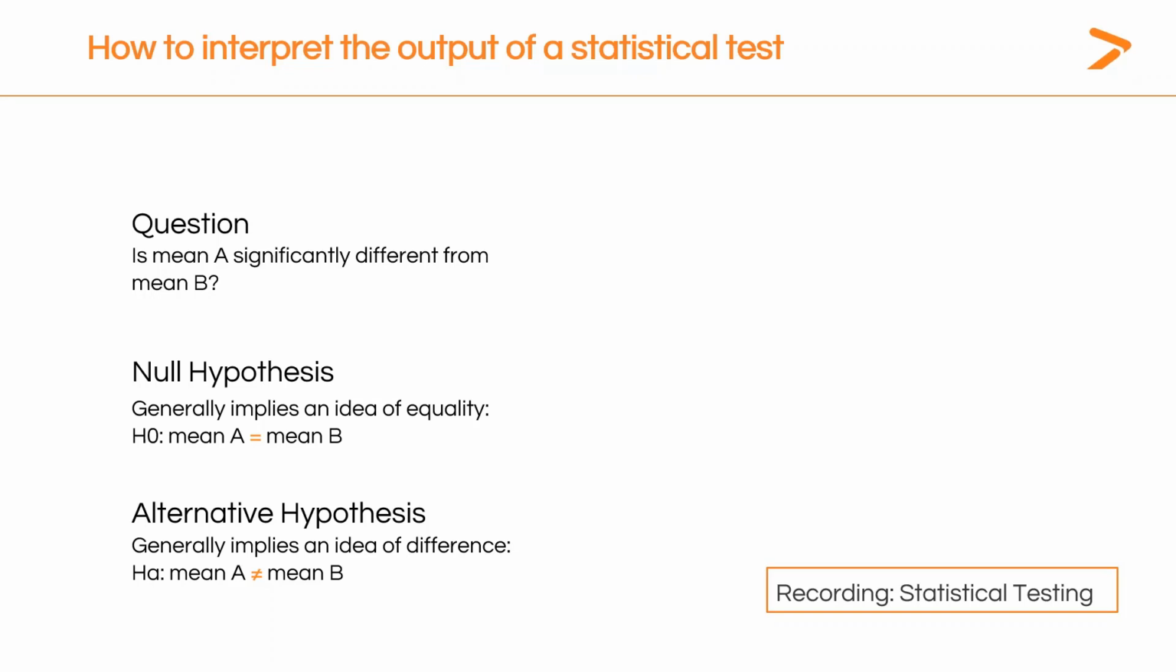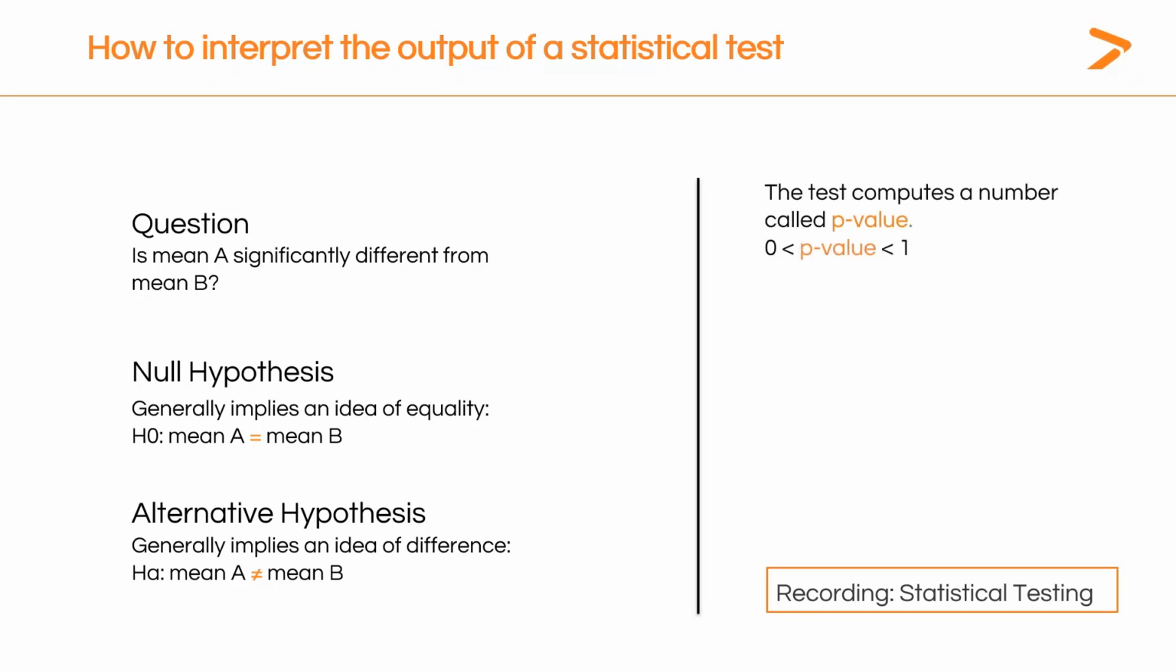Now, how to interpret the output of a statistical test? A statistical test provides a number that we call the p-value, which is a probability number, so it's bounded between 0 and 1. And this p-value represents the risk you take of being wrong while rejecting the null hypothesis and accepting the alternative hypothesis. This is not the very precise statistical definition of the p-value. It's a small shortcut that allows you to better understand it.